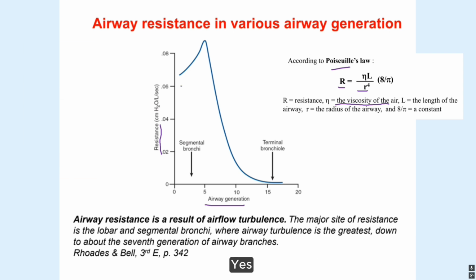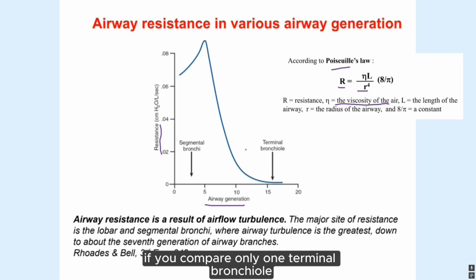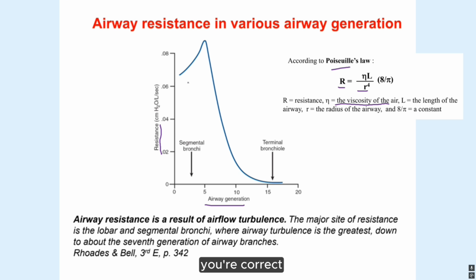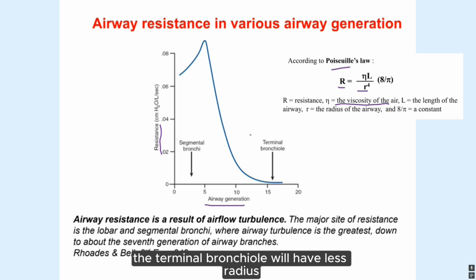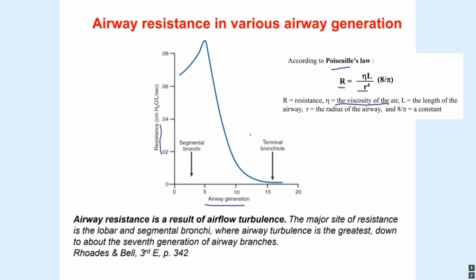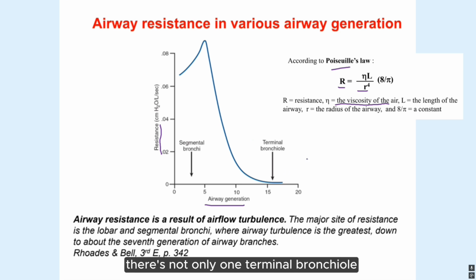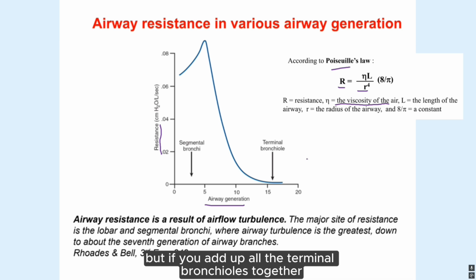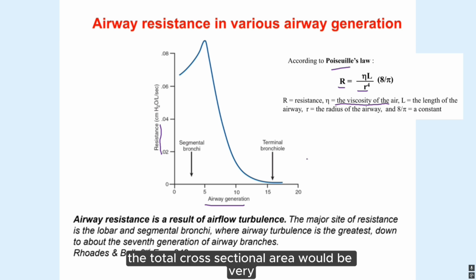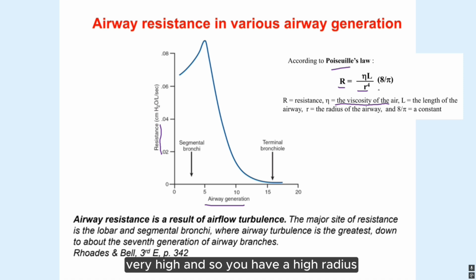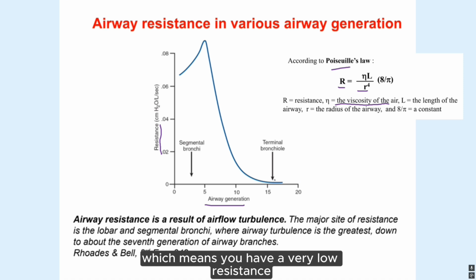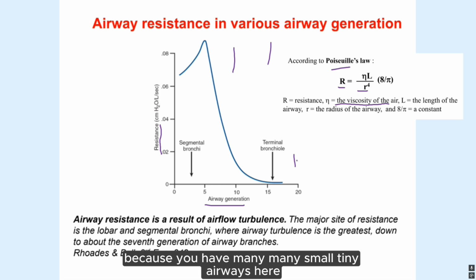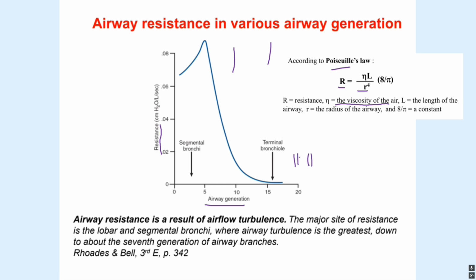To answer your question, yes. If you compare only one terminal bronchiole with one main bronchus, you're correct. The terminal bronchiole will have less radius, so it will have higher resistance. But in real life, there's not only one terminal bronchiole, there's thousands and thousands. So, yes, maybe the individual bronchiole is small, but if you add up all the terminal bronchioles together, the total cross-sectional area would be very, very high. And so you have a high radius, which means you have a very low resistance. So, even though the main bronchus is larger, because you have many, many small, tiny airways here, the total resistance is lower.